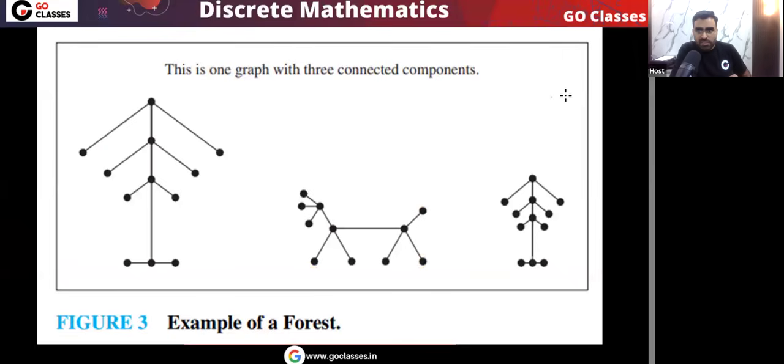You can see this is one graph. Remember, this is a single graph. So tell me, is this a tree or a forest? Yes, this is a forest, but this is not a tree, because this is not connected. So this is a forest, but this is not a tree.